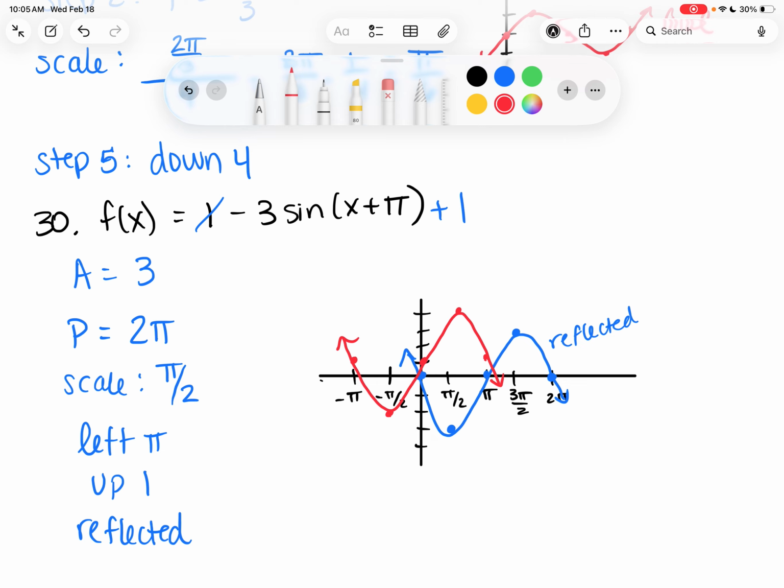So my red one is my final one. Now, you don't have to write the word reflected by yours. I just did so that you could see if you went back.